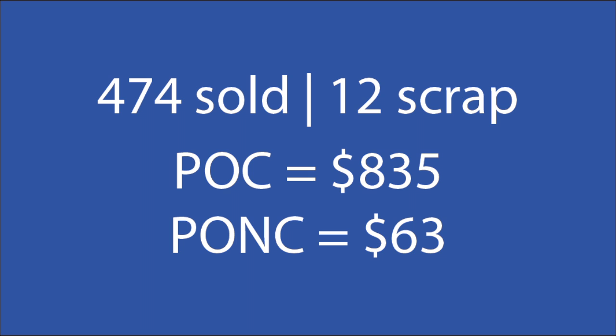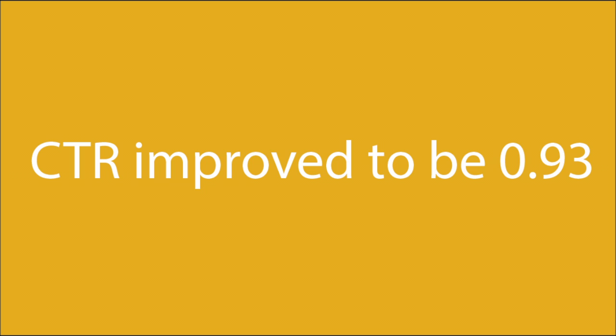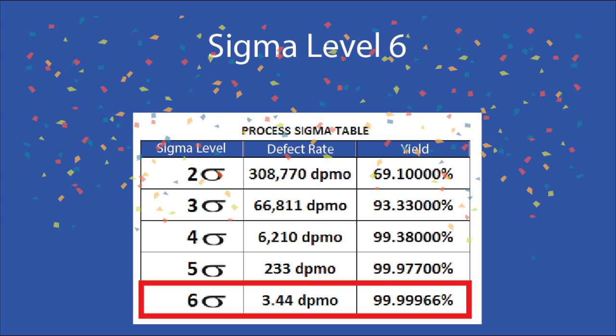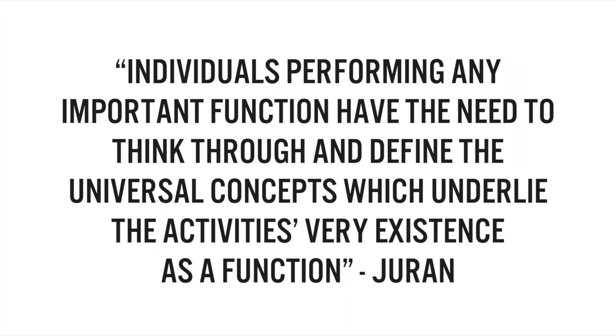After implementing our methodologies, we sold 474 sushi rolls and only 12 sushi rolls were scrapped. In the end, our CTR rating improved to be 0.93. According to our PONC in percent of sales, we are falling in Sigma level 6.